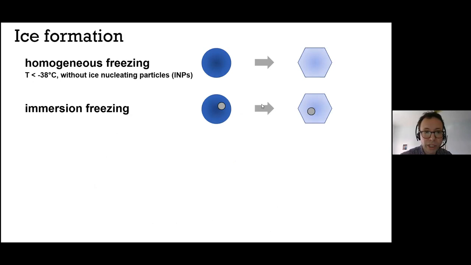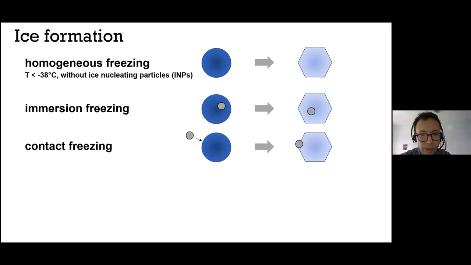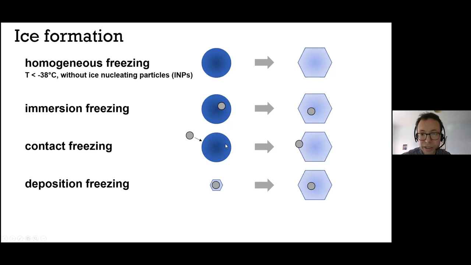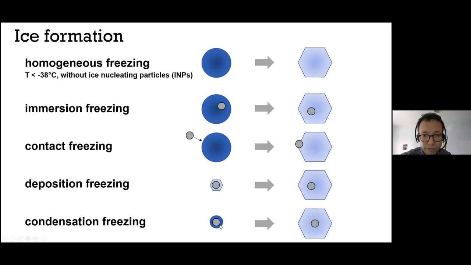So it could be immersion freezing, where an aerosol particle is in the water droplet, leading it to freeze. It could be contact freezing, where a supercooled droplet gets in contact with this aerosol particle and freezes. Could be deposition freezing, which means that water vapor freezes onto the particle and it grows to a crystal. Or we have condensation freezing, where water first condenses and then forms the ice crystal. So there are different mechanisms that are proposed, and they are all acting in the atmosphere to some degree.